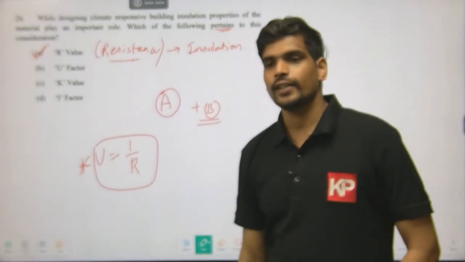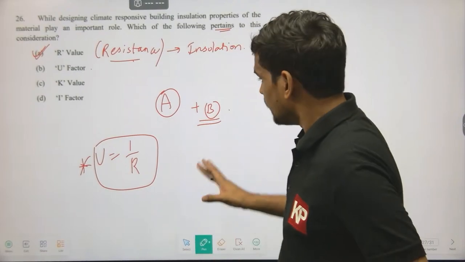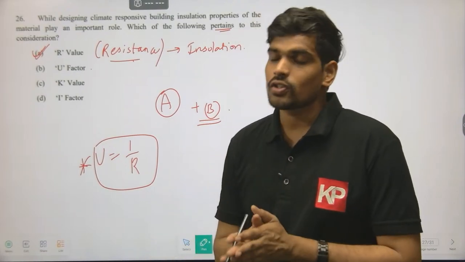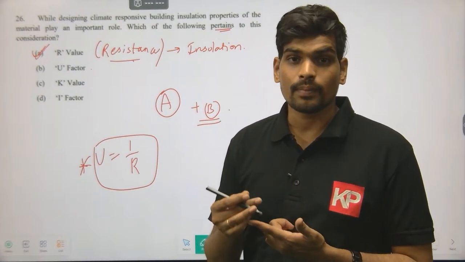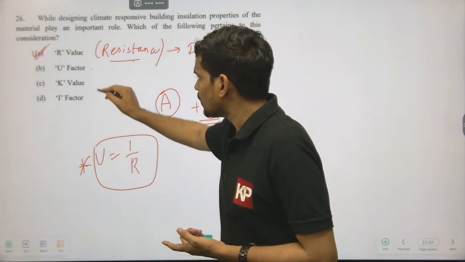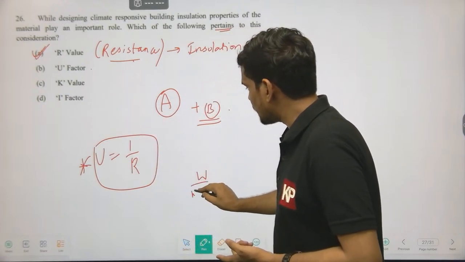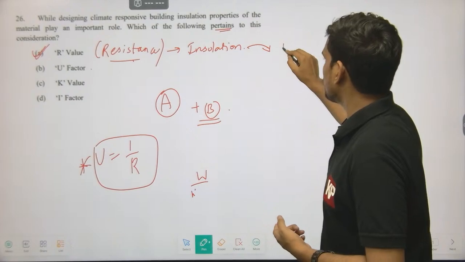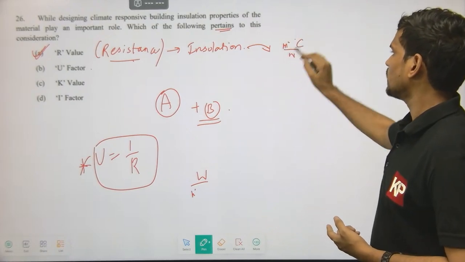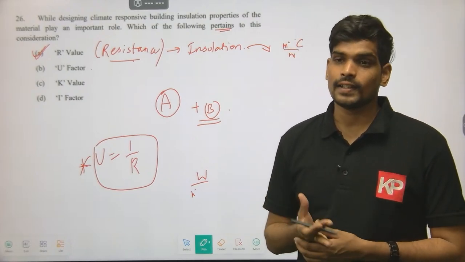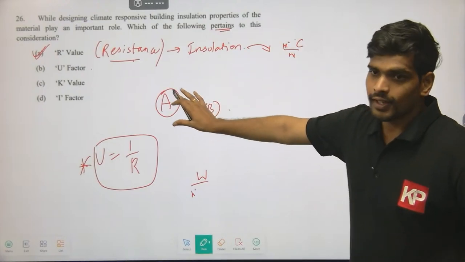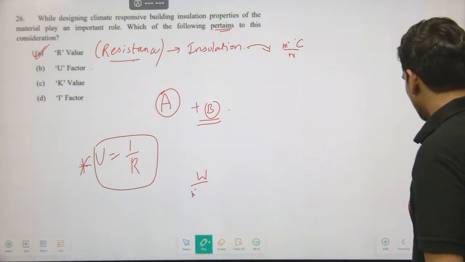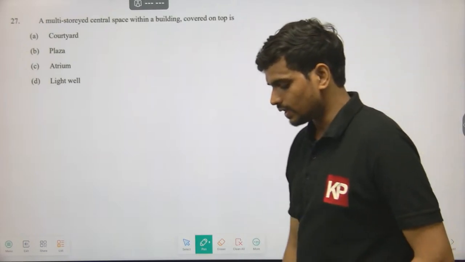I'm not going into the details of the formula and measurement, but I will strongly recommend you to read the definitions, look into the measurement units. You also get questions on the measurement units of it, like U value is measured in watt per meter square degree centigrade, R value is measured in meter square degree centigrade per watt, right? So remembering the measurement units and the definition of these terms is very important from a competitive exams point of view. So R value is the most appropriate answer. U value also was given marks later on. So that's how it was in the 2016 answer key.